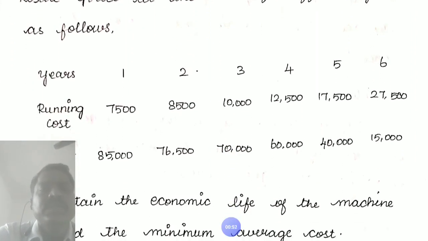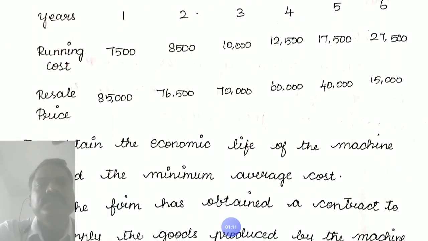At the end of the first year, the running cost is 7,500; the second year, 8,500; third year, 10,000; fourth year, 12,500; fifth year, 17,500; and sixth year, 27,500.